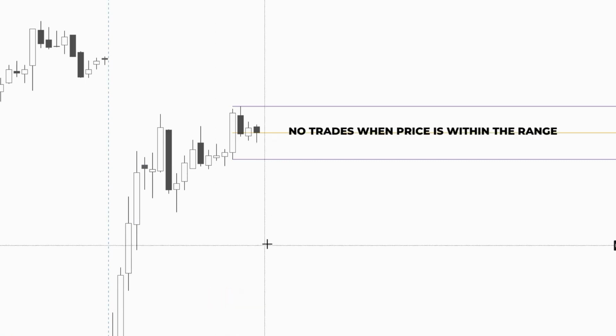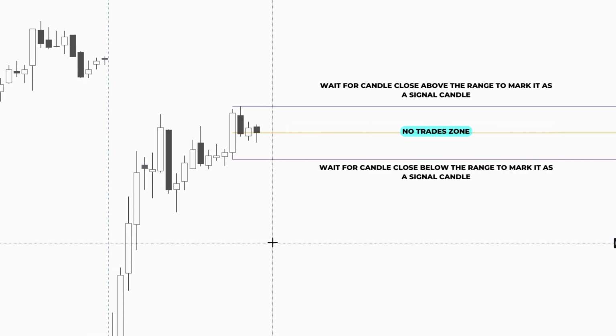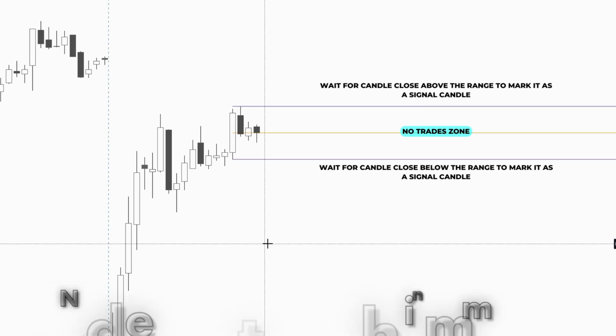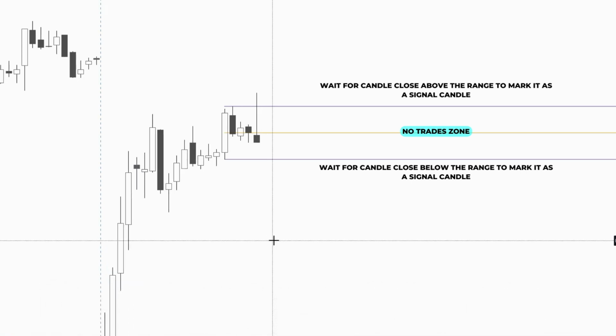Now we will see the rule. No trades to be taken when the price is within the range. We always need a first breakout and close above the range to take the trade. Let's see an example. We always need a breakout to enter a trade, always, as we are chasing momentum. These are the indicators that make the Martin strategy successful. Now let's see how to execute a signal.